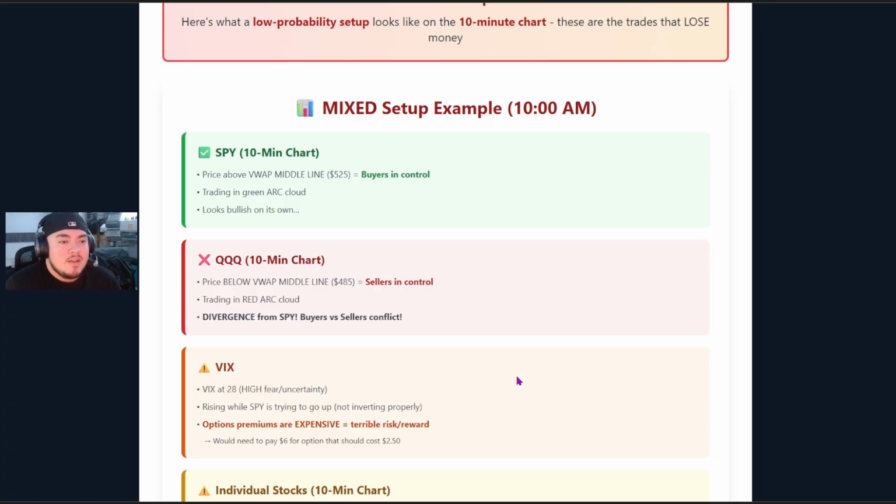So, example setup. Let's say you look at your SPY on the 10-minute, price is above the VWAP line, right? Buyers are in control, trading in or above the ARC cloud, looks bullish on its own, right? Let's say you're just looking at SPY, it looks bullish, right? Then you flip over to QQQ and price is below the middle VWAP line, it's telling you that sellers are in control and trading in a red ARC cloud or below it, right?